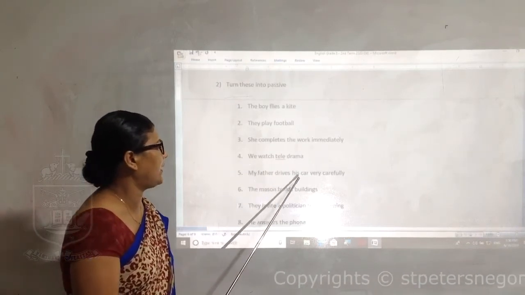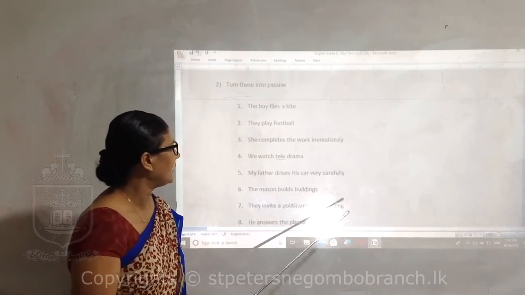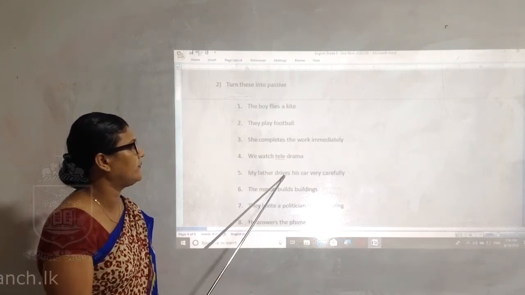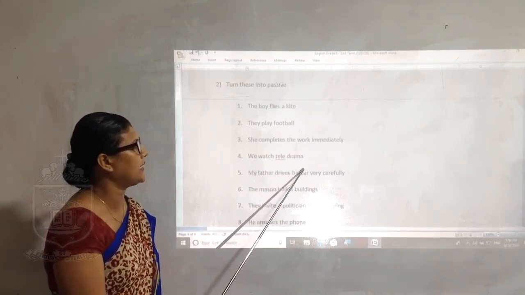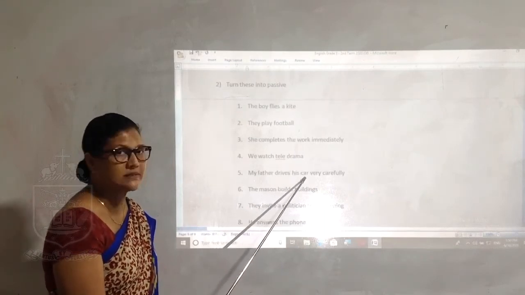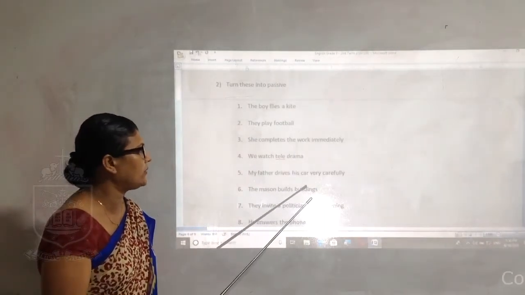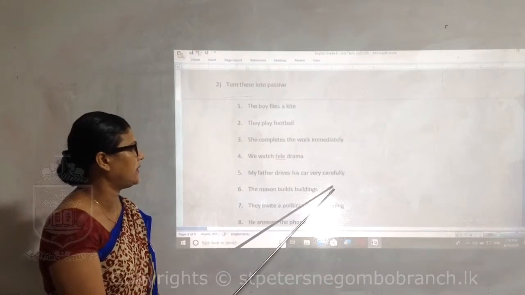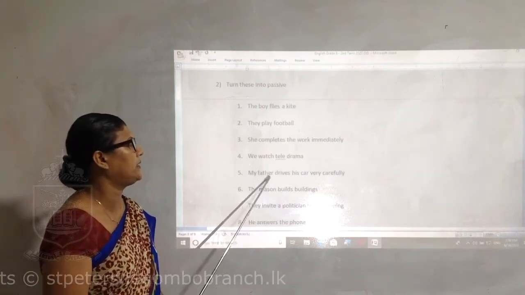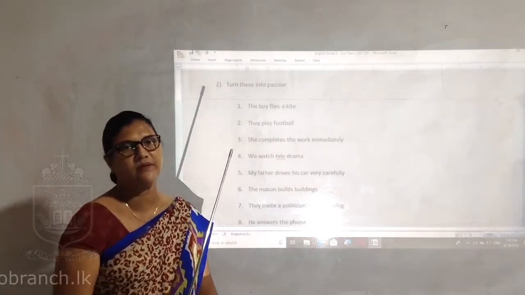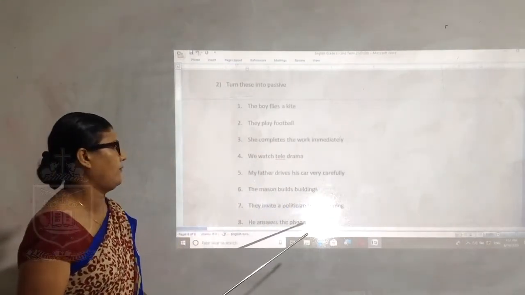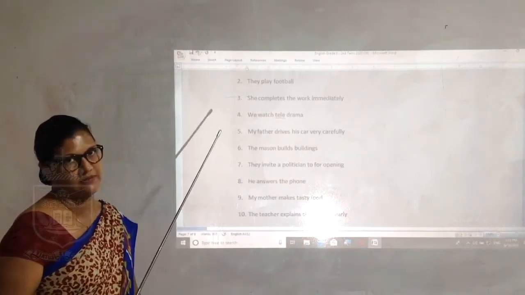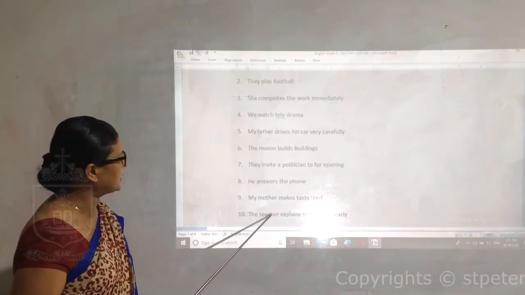My father drives his car very carefully. My father is the doer of the sentence, the subject. Then the verb, and "his car" is the object. So we have to take the words "his car" to the beginning. It is singular, so we need "is". Drive becomes driven. His car is driven by my father very carefully. Right, I think I helped you up to 5. You can do the rest without my help. Let's go to the next activity.